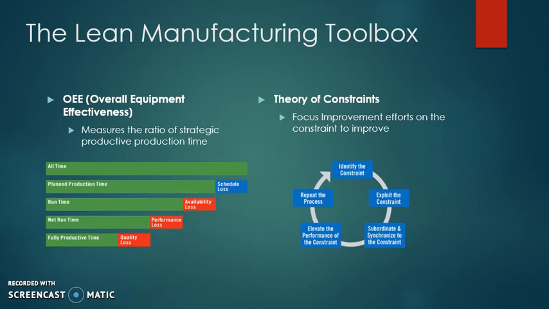We can also use the theory of constraints in lean manufacturing, and that theory states that every process has a constraint, and that concentrating on that constraint and improving that constraint is the fastest and most effective way to enhance profitability. And you have to continue improving the process until that constraint is absolutely eliminated.